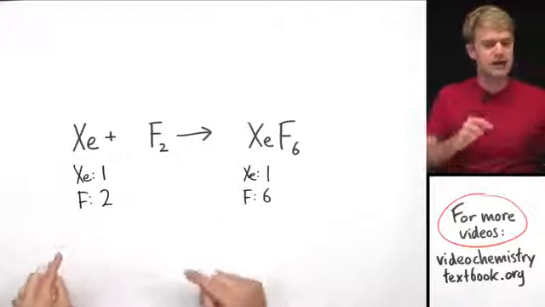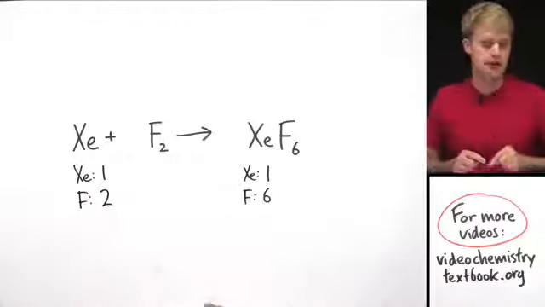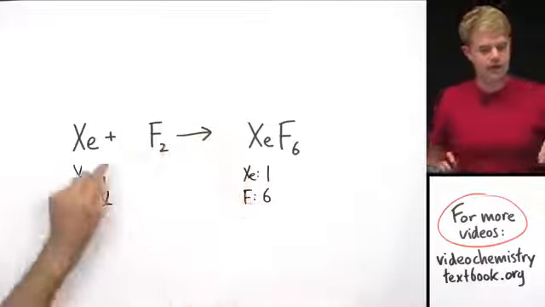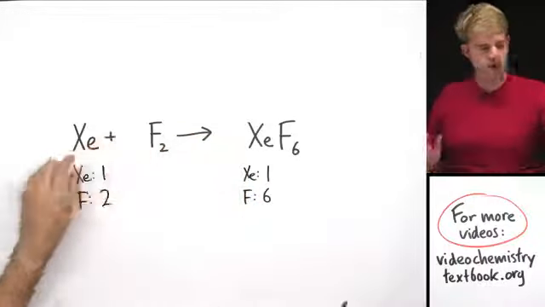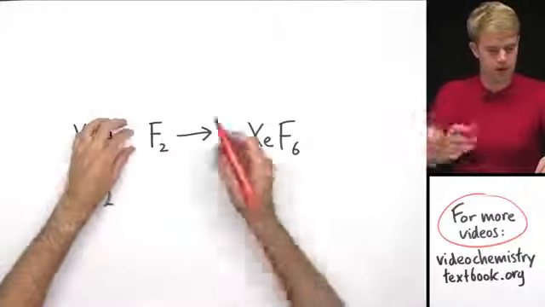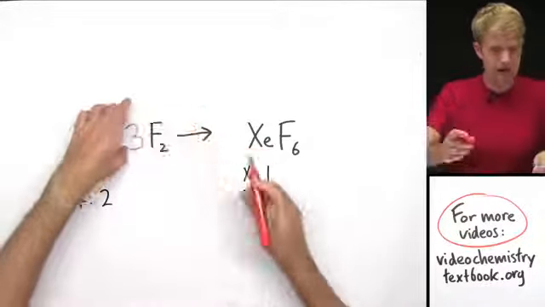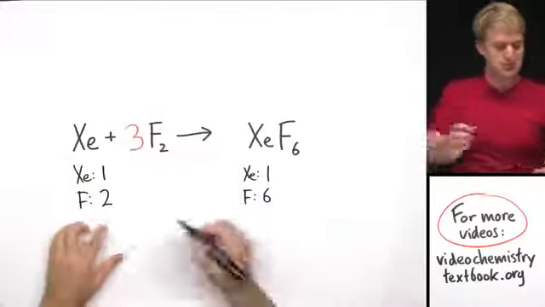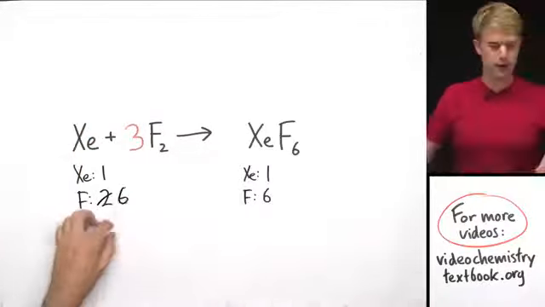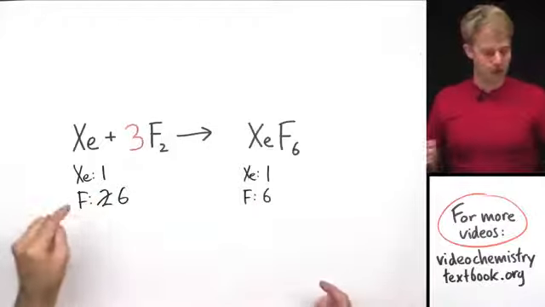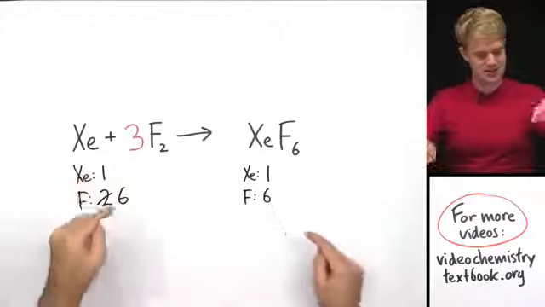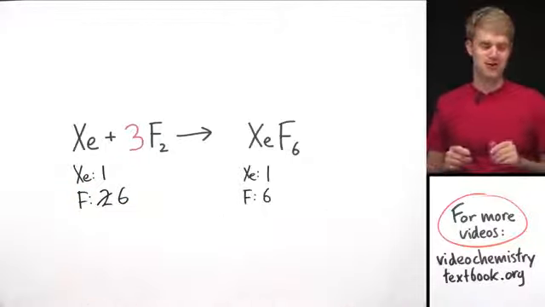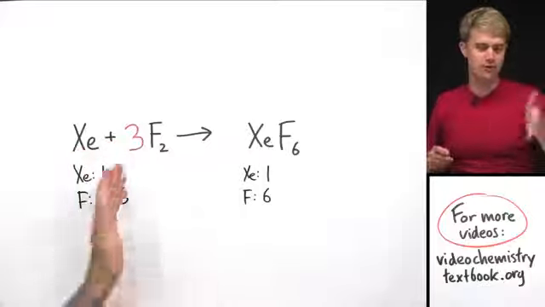So for this to balance, I need more fluorines on the left side. I can add a number in front of the F2 here. If I put 3 in front of this F2, now I have 3 times 2, which gives me 6 fluorine, and now they balance: 1 and 1 for the xenons, 6 and 6 for the fluorine. So now this is a balanced equation, by adding this coefficient.